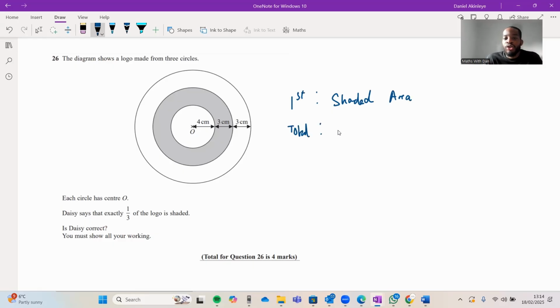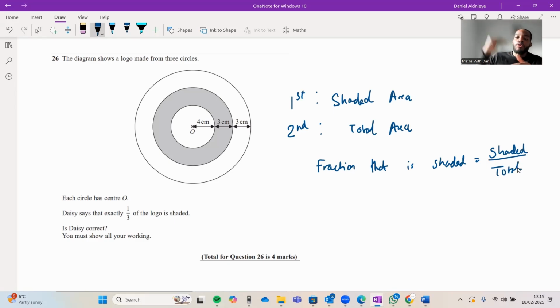Once we have those two, we can just put them over each other. So the shaded area should be on top, and the total area on the bottom. Once we figure out what those two are, the fraction that is shaded is going to be equal to the shaded area divided by the total area.